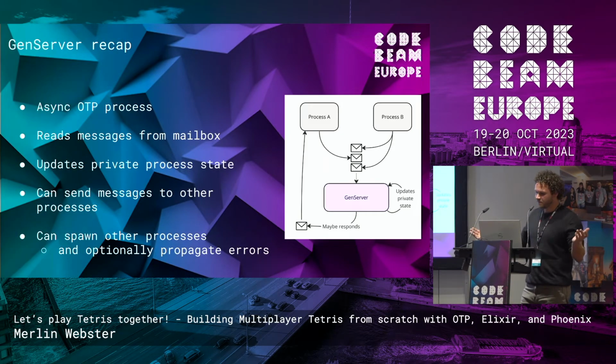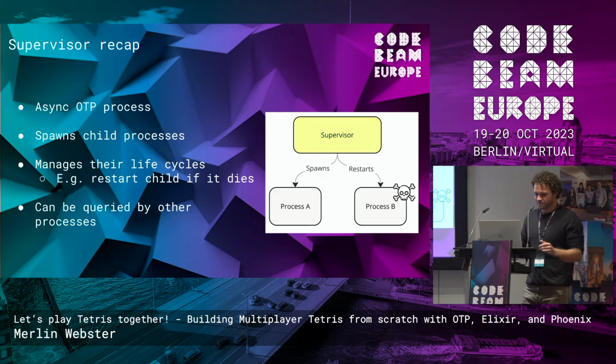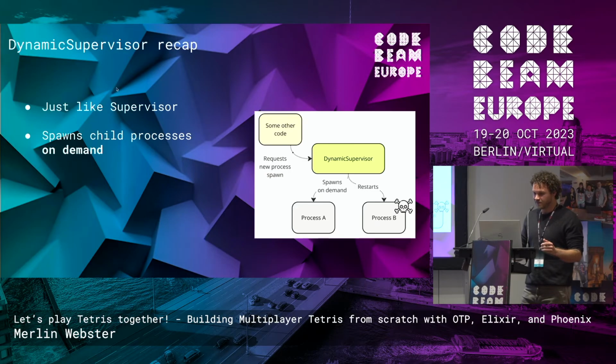Cool. Gen servers. Async OTP processes, read from mailbox. They have private state, and they can send messages to other places. You've probably seen them before. Supervisors. Async OTP processes. They can make child processes, and they can manage their life cycle. So if they die, they can restart them. Dynamic supervisors, just the same, but you make them on demand.